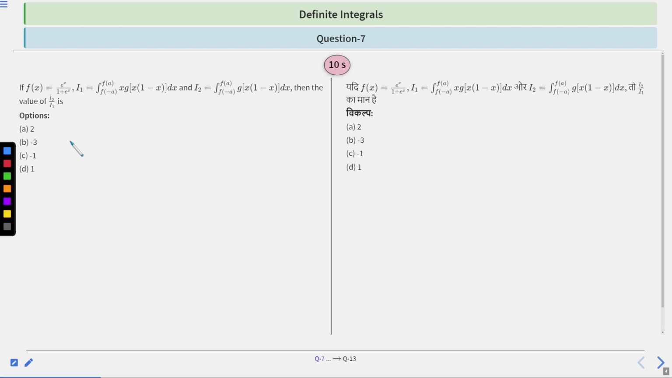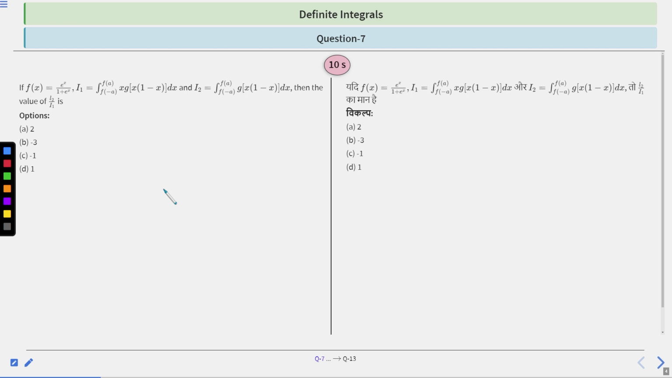So, if f(x) is equal to e to the power x upon 1 plus e to the power x, and I1 is equal to the integral from f(-a) to f(a) of x g(x(1 - x)) dx, and I2 is equal to the integral from f(-a) to f(a) of g(x(1 - x)) dx, then the value of I2 upon I1 is.